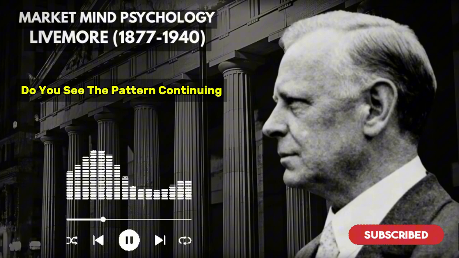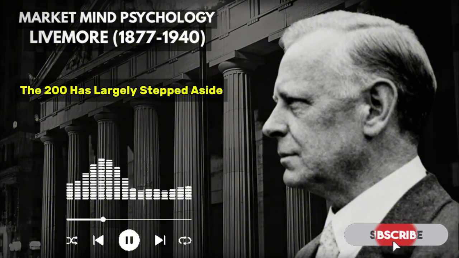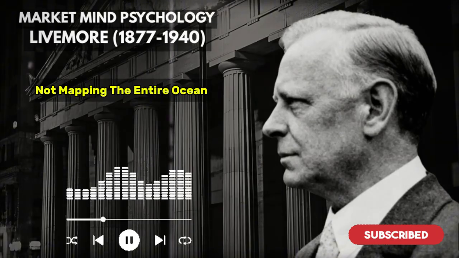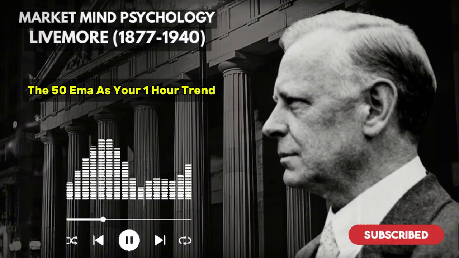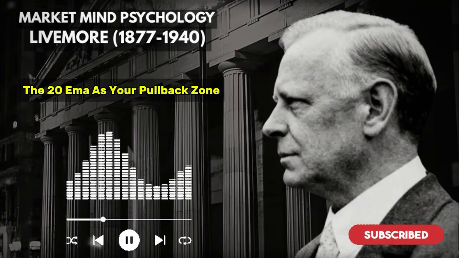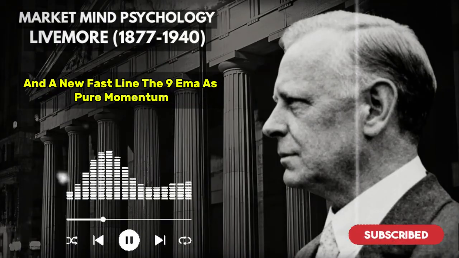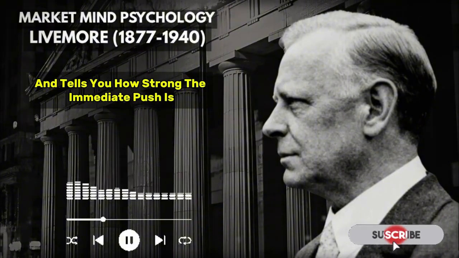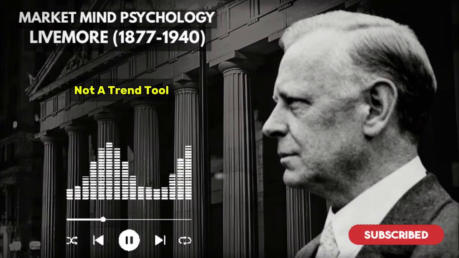Do you see the pattern? Continuing, everything has shortened. The 200 has largely stepped aside on the 1 hour. You are usually trading within a move, not mapping the entire ocean. The real work is 3 faster lines. The 50 EMA as your 1 hour trend, the 20 EMA as your pullback zone, and a new fast line, the 9 EMA, as pure momentum, the line that sticks closest to the price and tells you how strong the immediate push is. The 9 EMA is a momentum tool, not a trend tool.